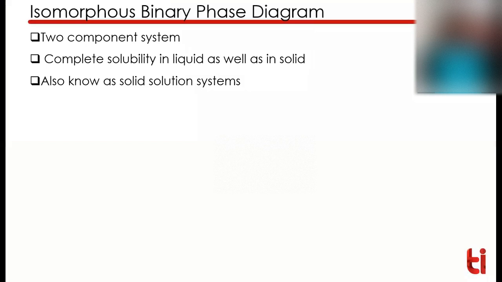Now, as I mentioned, isomorphous means a two component system. So there is complete solubility in liquid. When they are in the liquid or melt state, automatically at the atomistic level, you cannot identify their atoms. It means they are completely miscible. In solid also they are completely miscible. So that's why we name them solid solution systems.